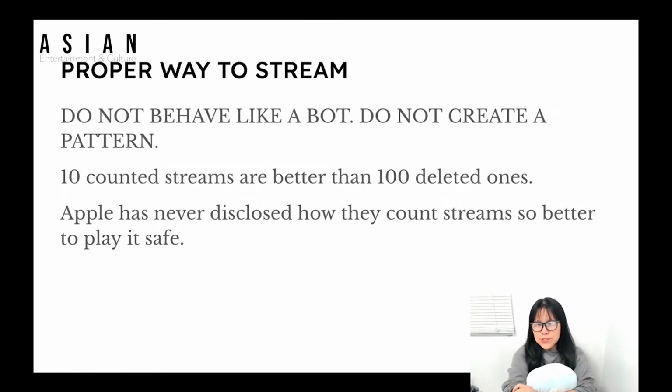Now, the proper way to stream. People, don't behave like a bot, please. If you're going to do a playlist, do not behave like a bot, meaning do not have a pattern. A lot of people would do seven consecutive plays of one song, and they say, "Oh, it's remixes, it's okay." The algorithm is not stupid. They know that you're streaming artificially, so you have to be very, very careful.